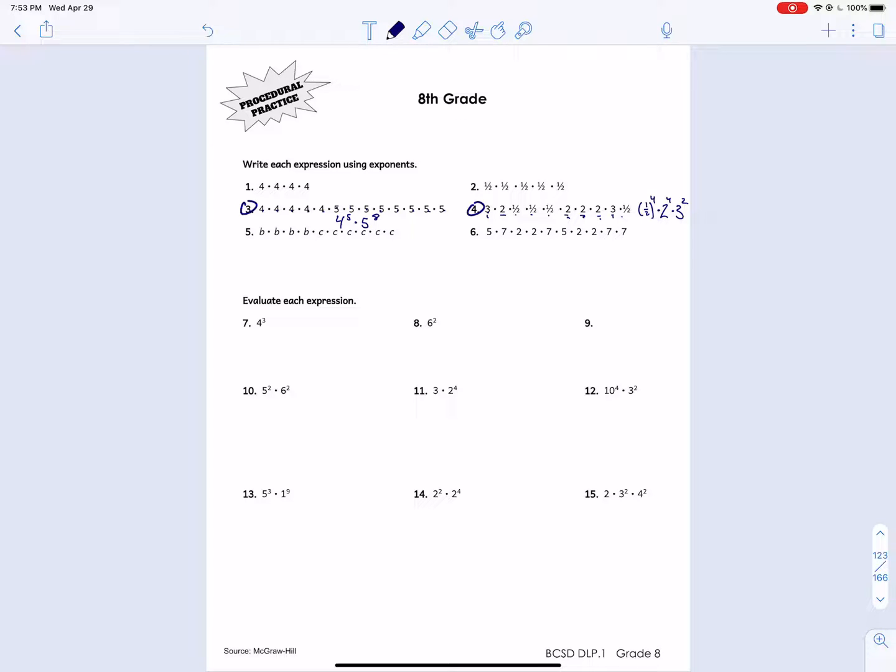The next section, we just need to evaluate. So again, you can do it by hand. You can do it with a calculator. I would try to do it by hand as much as possible, and then a calculator if you need it. All right. So let's do number 7.